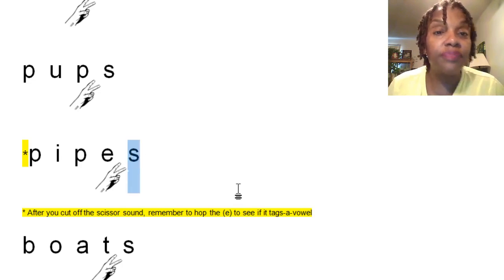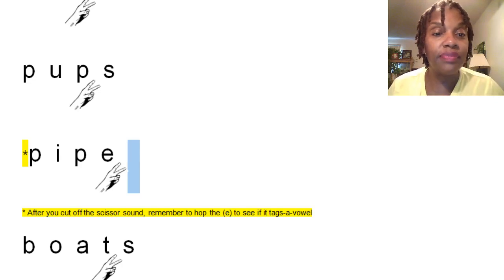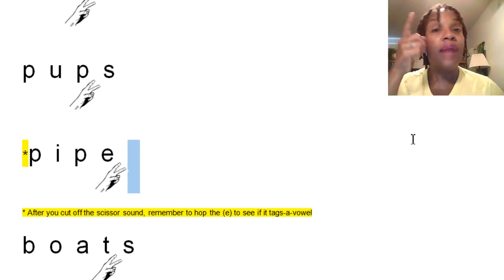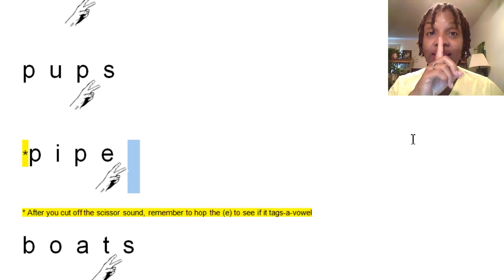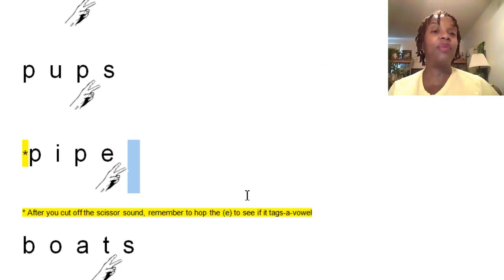We're going to snip off that scissor sound, right? And what do we have left? We have a letter E at the end of a word. So whenever you see a letter E at the end of a word, I want you to think 2 things quickly. It's always silent, and it's a tagger. It's always looking for a vowel to tag. So just test it. Does it tag a vowel in this word? And how many letters can it hop over?